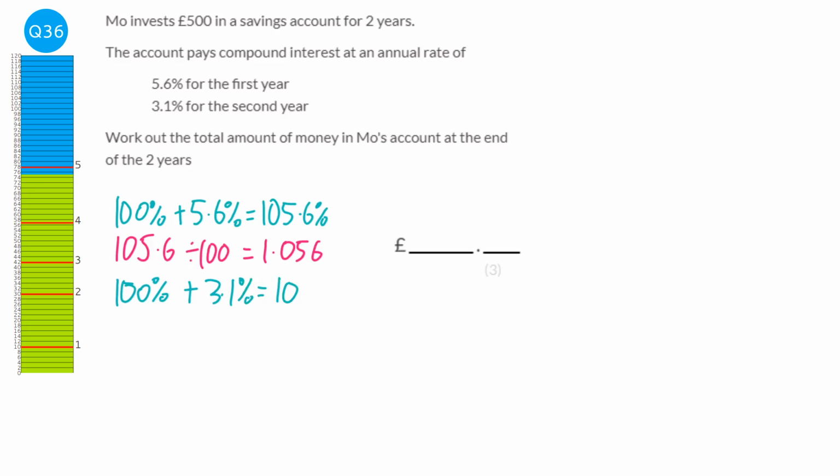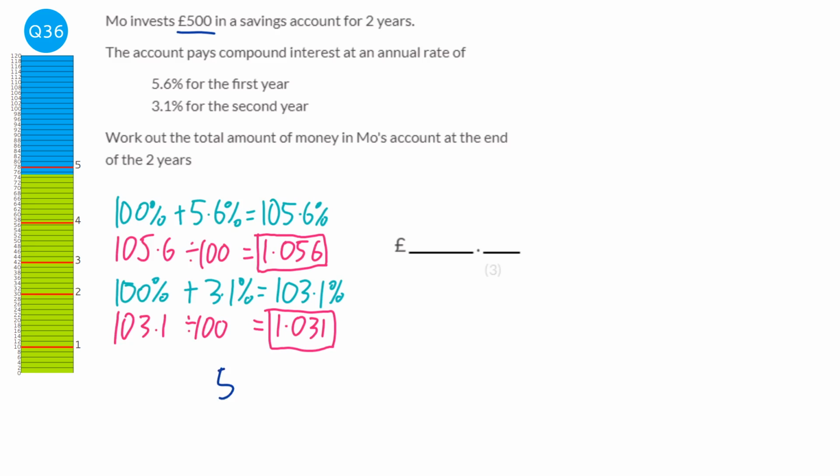So that's going to be 103.1%. Make that into a multiplier, so 103.1 divided by 100, and that would be 1.031. So we've got our two multipliers, here and here, and we've got the amount, which is 500. So we do 500, and we're going to times it by the first multiplier to increase it by 5.6%, and times it by the second multiplier to increase it by 3.1%.